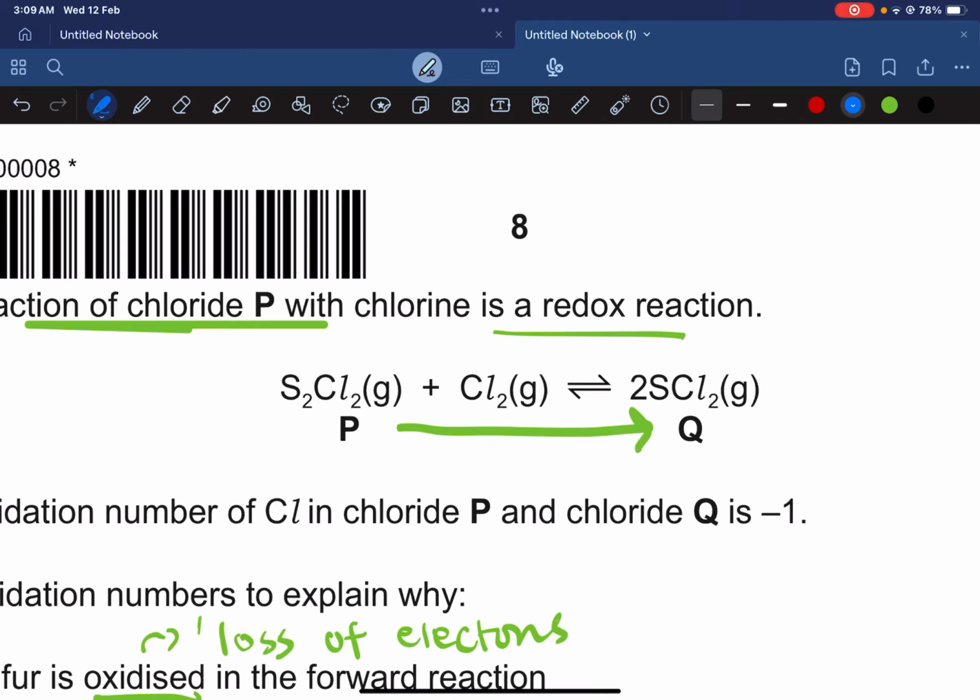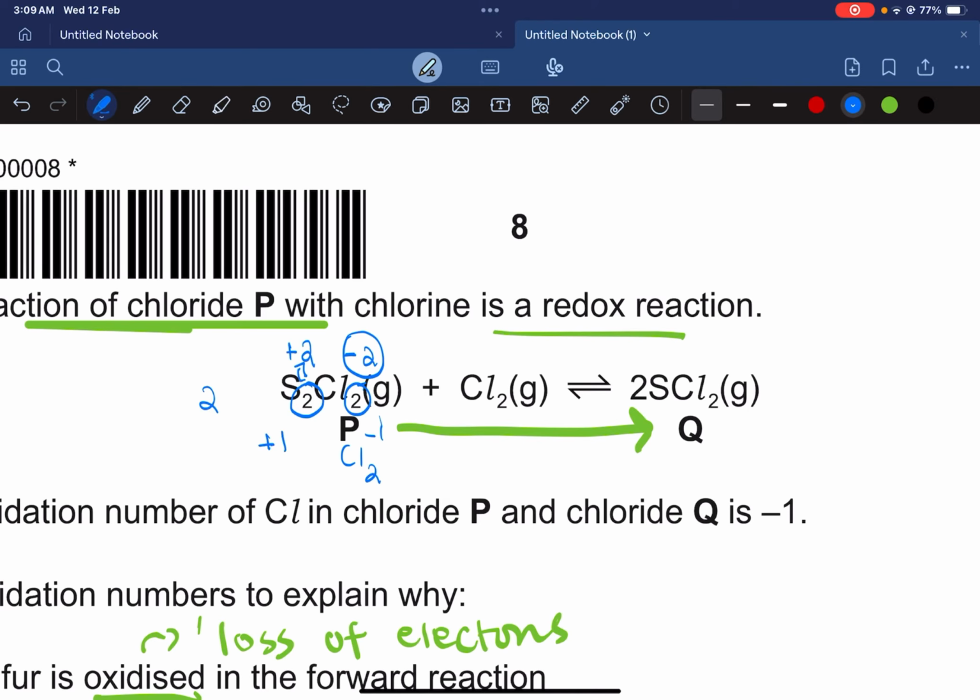Look, in Cl2, one chlorine is -1 and we have 2 chlorines, so the total charge is -2. To balance out the -2 charge, we need a +2 charge. So 2 sulfurs have a charge of +2. So obviously one sulfur will have a charge of +1 now.